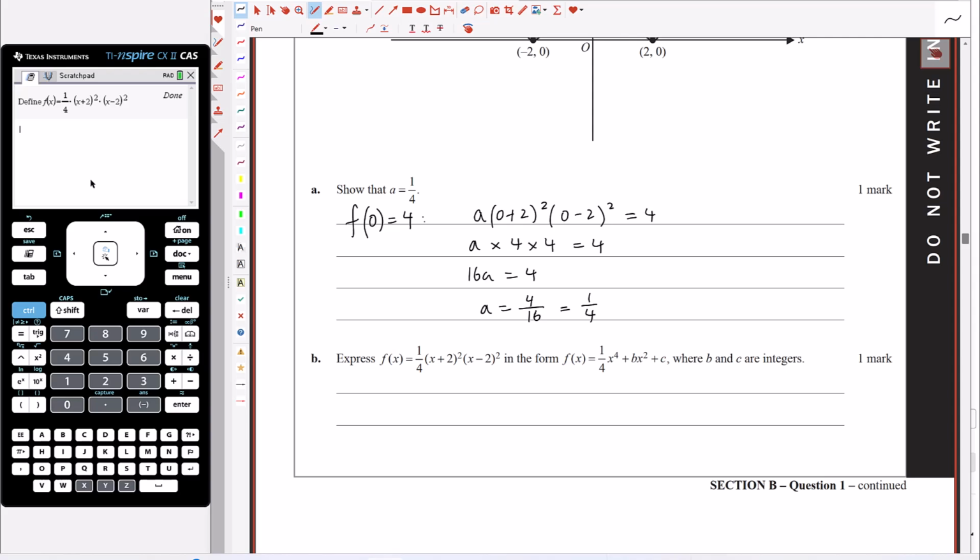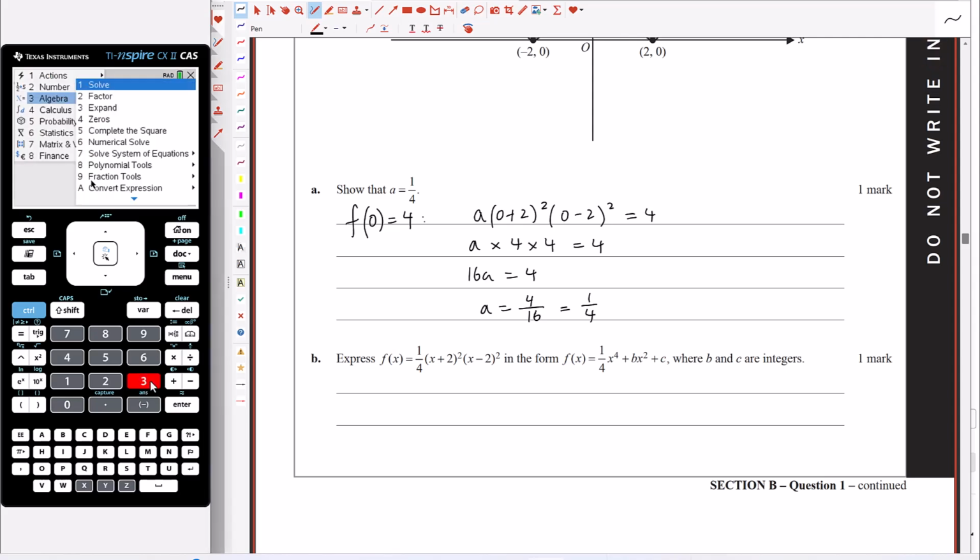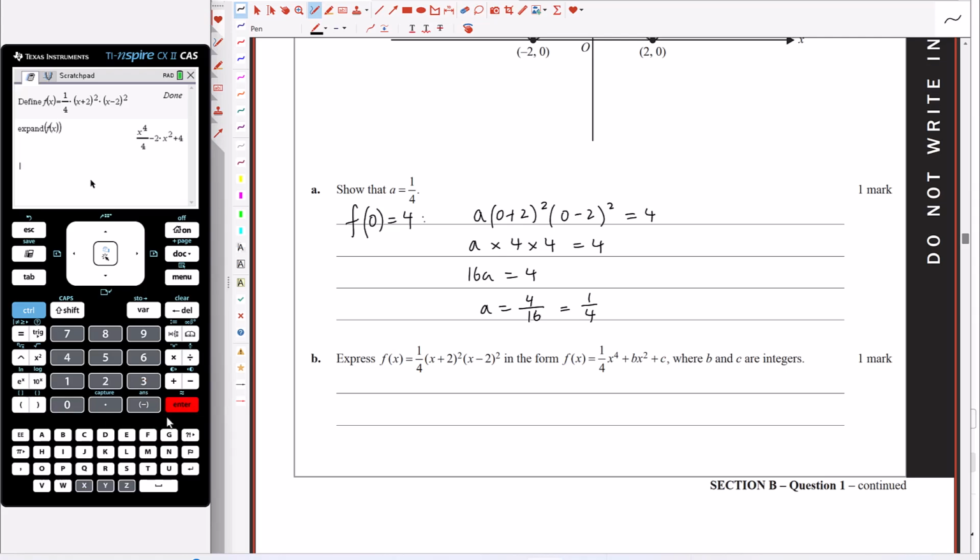So it's really just about getting it in that form. So that's just going to be a straight expand. So I'm just going to do menu 3, which is expand. I'm going to expand f of x, and that's going to give me that. And so f of x equals 1 quarter times x plus 2 squared times x minus 2 squared. We've just established that that is the same as 1 quarter times x to the power of 4 minus 2x squared plus 4. So the question doesn't ask me to find b and c. This isn't about stating that b equals -2 and c equals +4. It's just about writing the answer in that format, which is just a simple expansion.